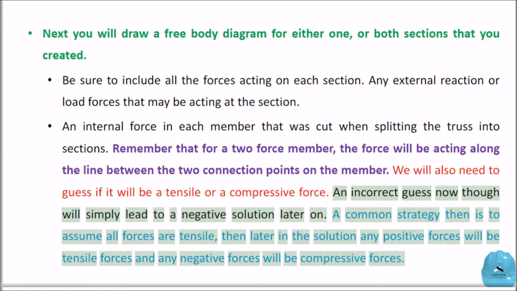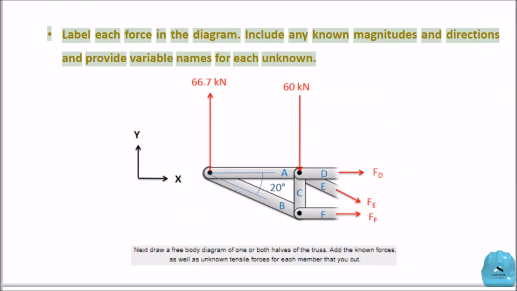A common strategy is to assume all forces are tensile, then later in the solution any positive forces will be tensile forces and any negative forces will be compressive forces. Label each force in the diagram. Include any known magnitudes and directions and provide variable names for each unknown.